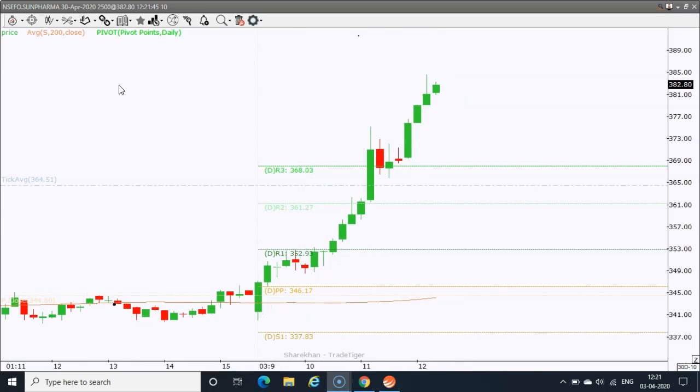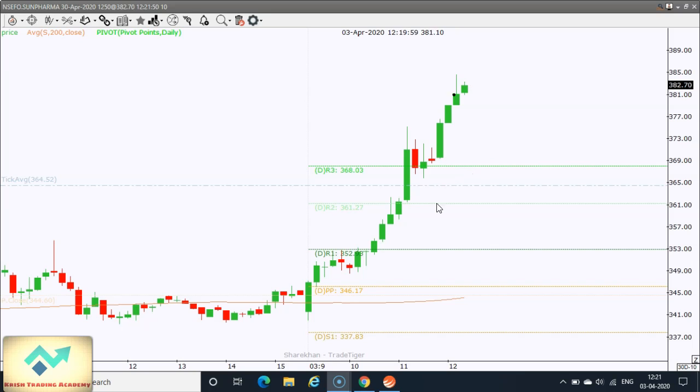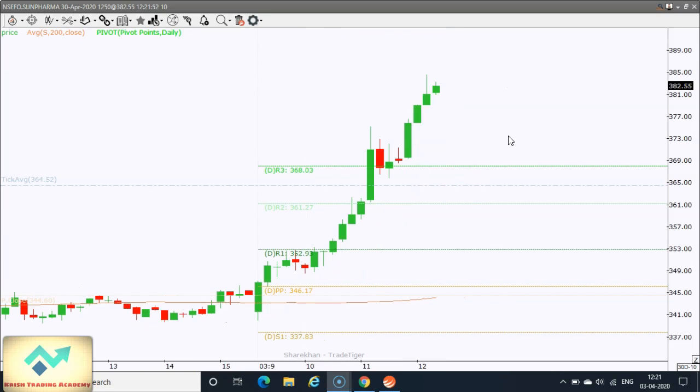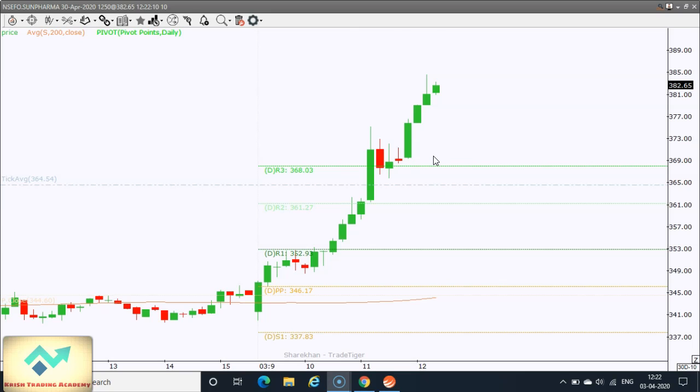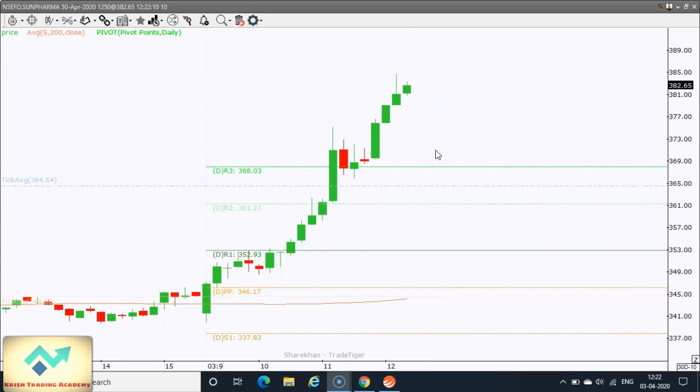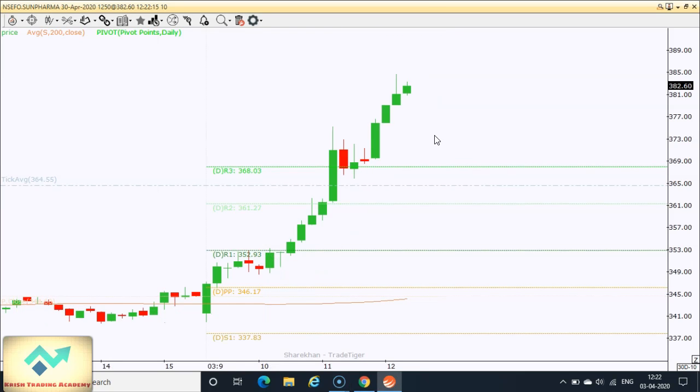So see, this is Sunpharma. Actually, today it moved around 11 point something, nearly 12%. I just saw this stock just now. Actually I was trading something else, M&M, but I just went through this stock and I'm going for a short. I'm going for a short, and how I do that, you just watch it out.